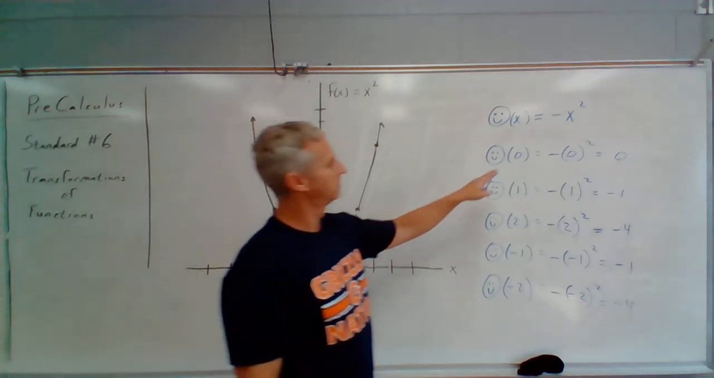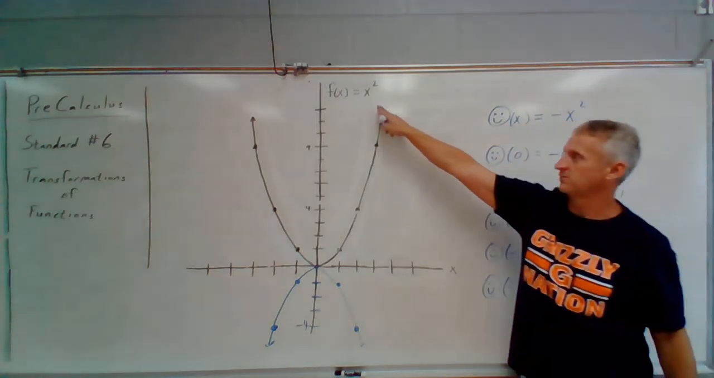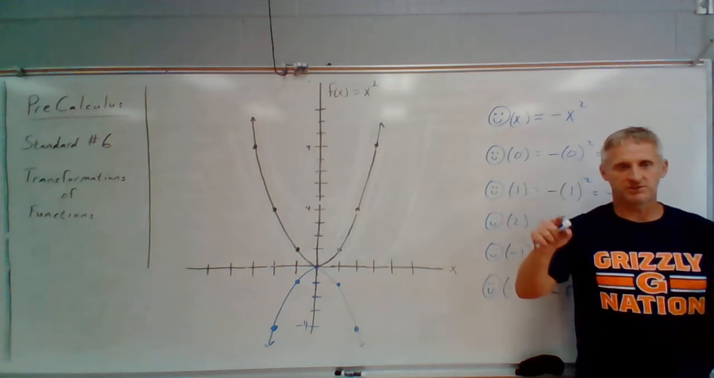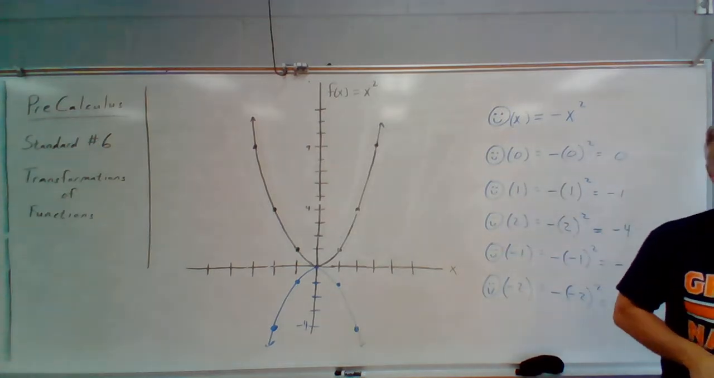So, putting this negative sign in front of the x squared, or in front of the original function, causes the graph of the original function to flip across the x-axis.